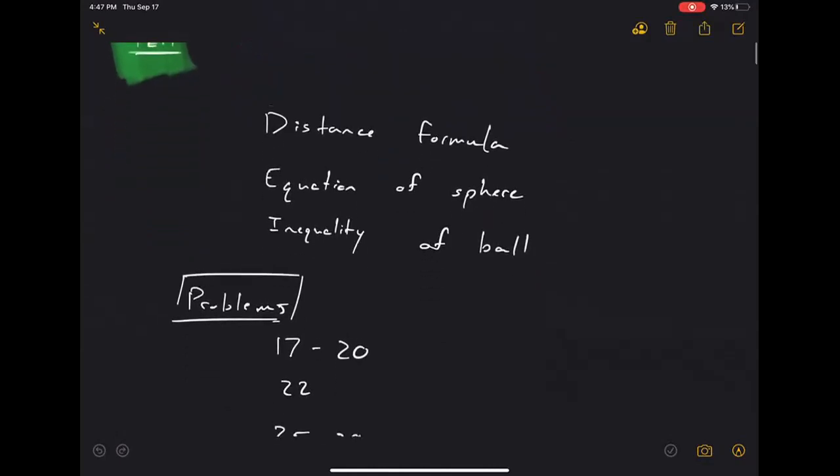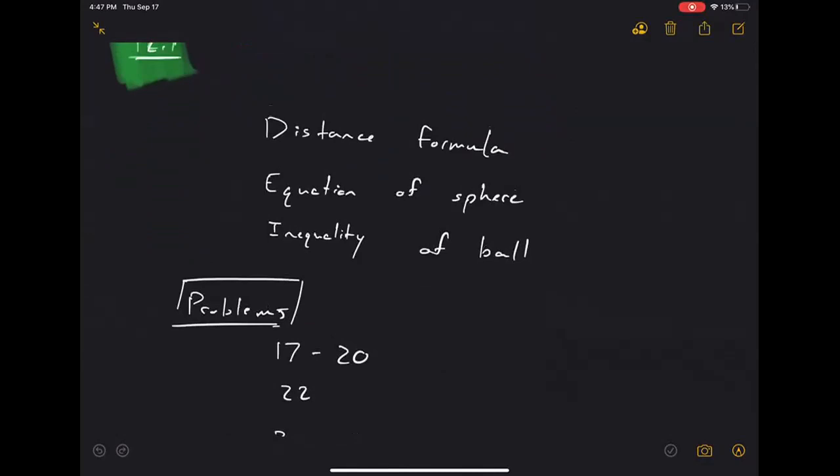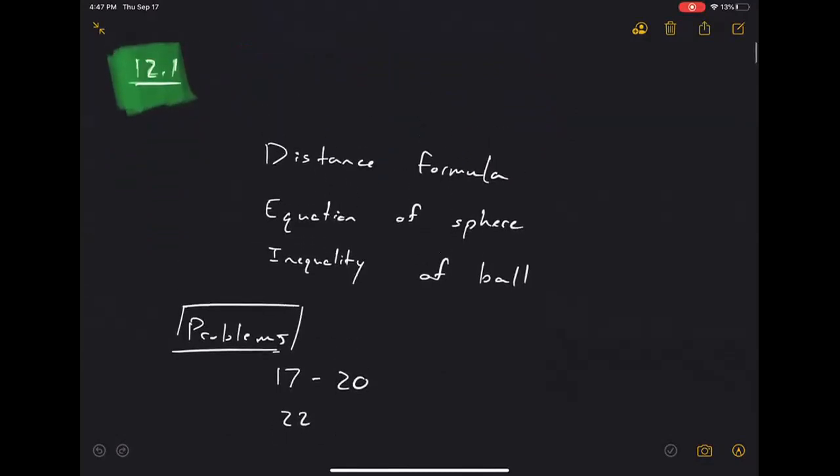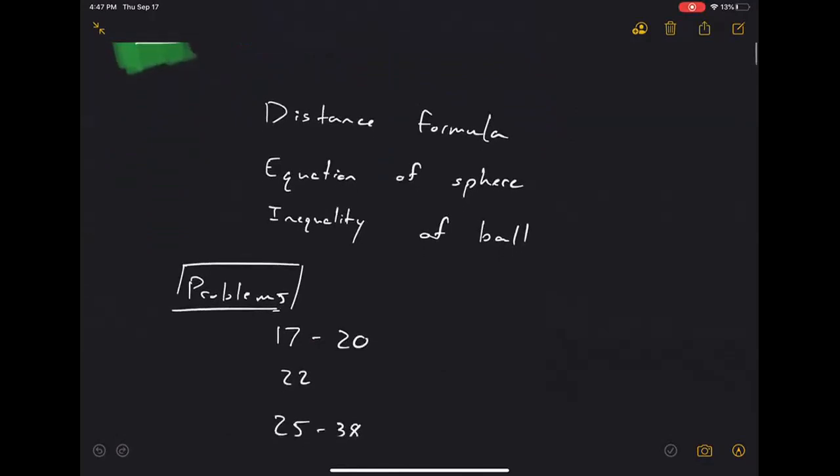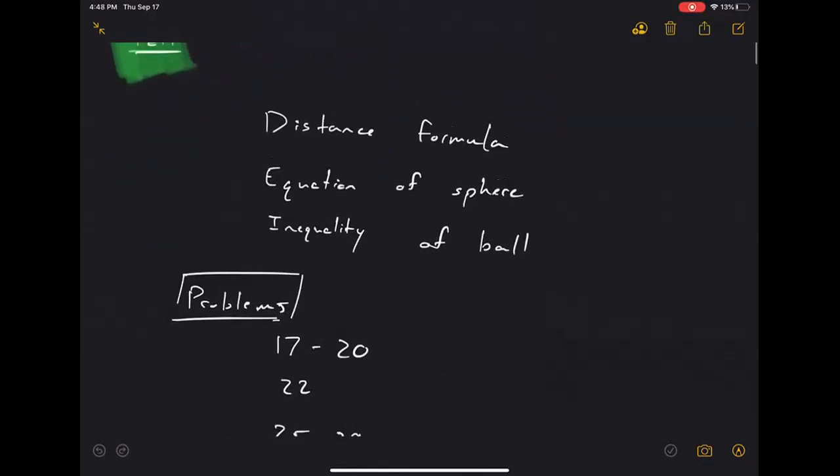All right, 12.1. Let's talk about what's important in 12.1. 12.1 is really just introduction, so not a ton here. You should know the distance formula. We're going to see later versions of this using dot product in the later sections. You should know the equation of a sphere and the inequality for a ball. So the difference between a ball and a sphere.